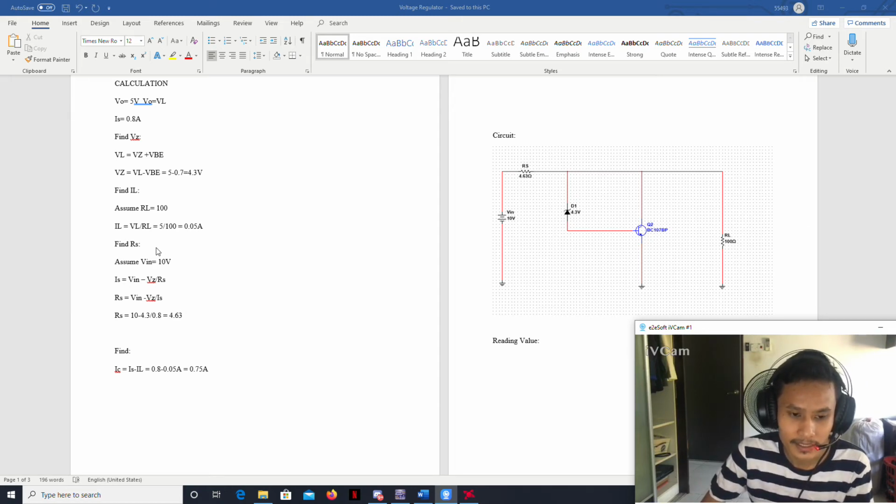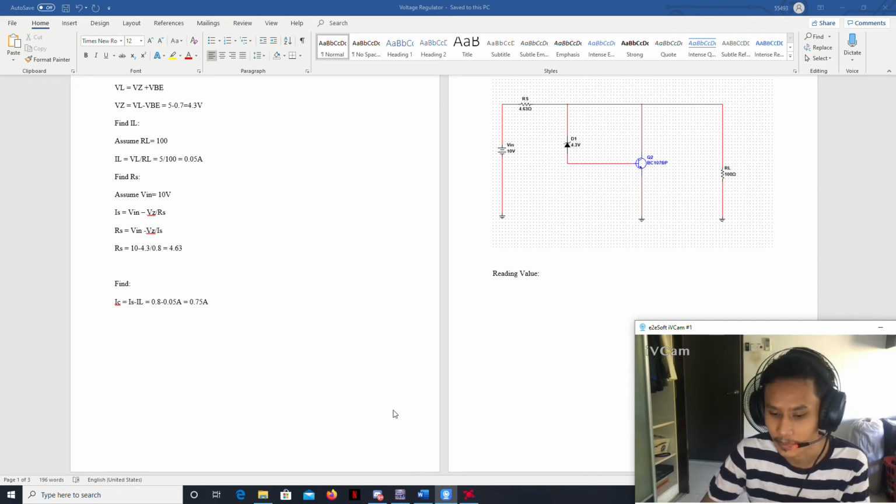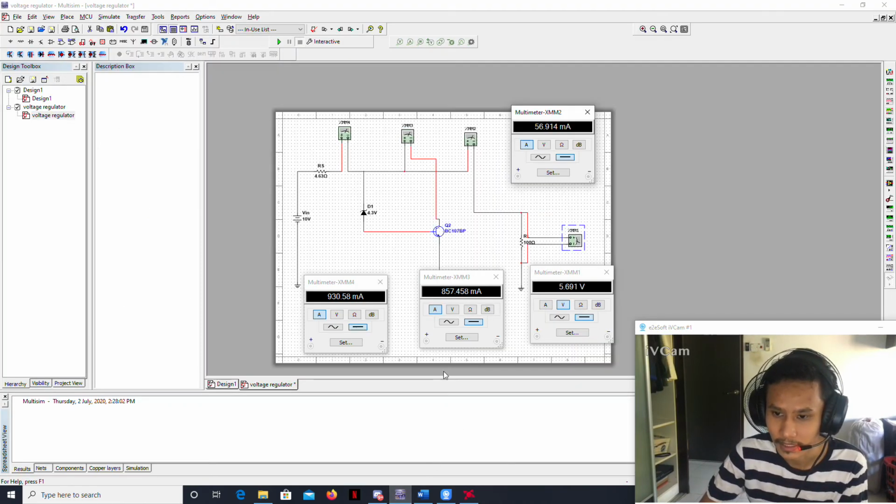Next, we must find the RS. We are assuming Vin is 10 volt. So the formula for IS equals Vin minus VZ over RS. So RS will be 4.63. The last step is we must find the IC. IC equals IS minus IL. So the value will be 0.75 ampere. Next I will show the simulation of the circuit.